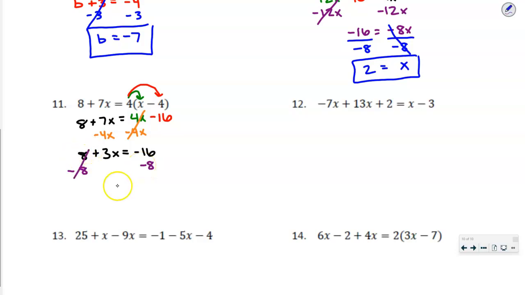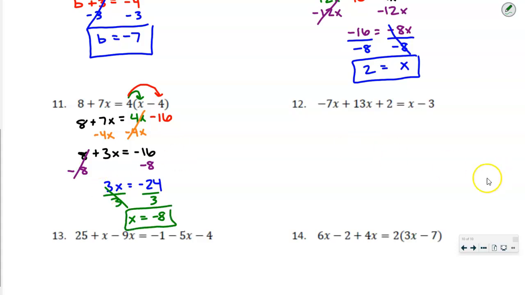That leaves me with 3x, which is equal to negative 16 minus 8. Be careful with your negatives here. That is equal to a negative 24. And now one solving step left, I will just divide each side by 3, and I get x is equal to a negative 8.